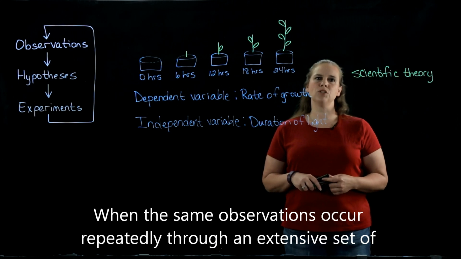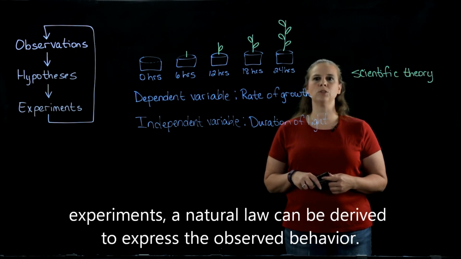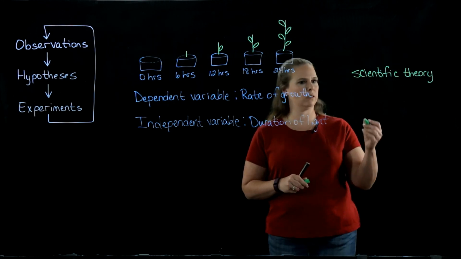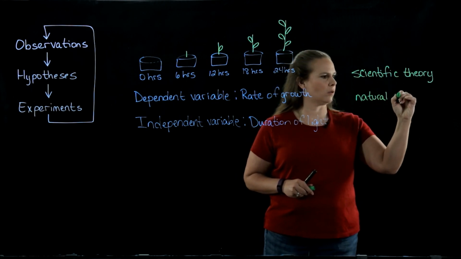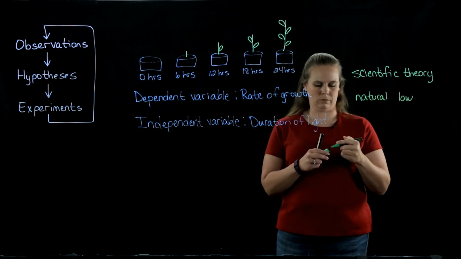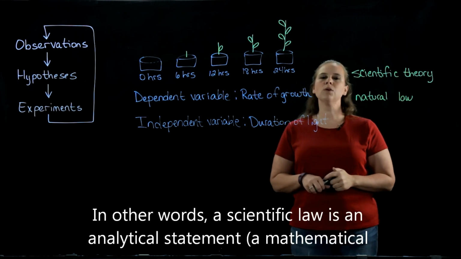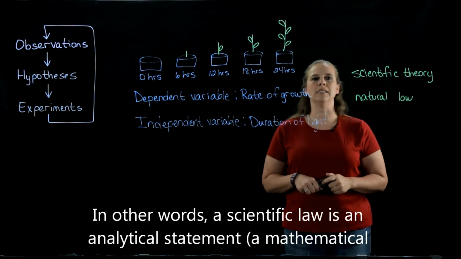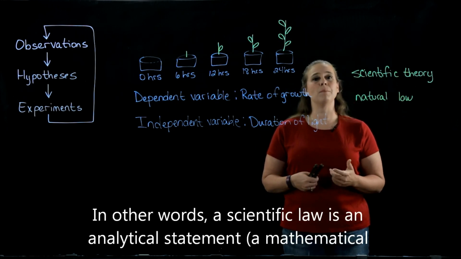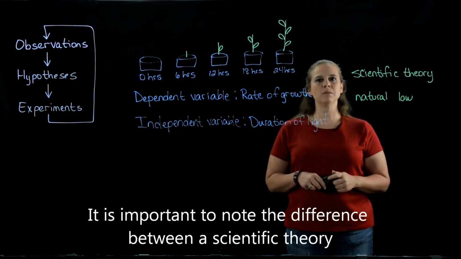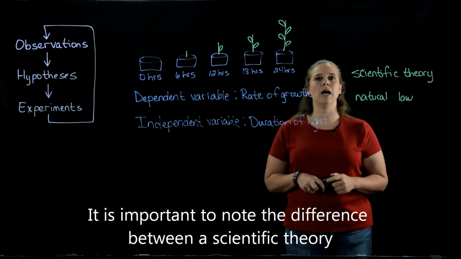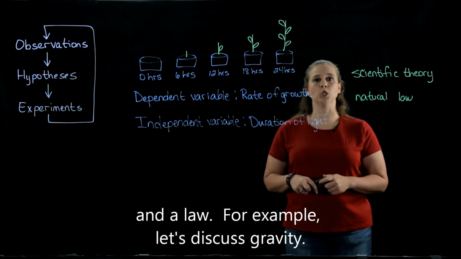When the same observations occur repeatedly through an extensive set of experiments, a natural law can be derived to express the observed behavior. In other words, a scientific law is an analytical statement, a mathematical formula that tells us what things will do. It is important to note the difference between a scientific theory and a law.